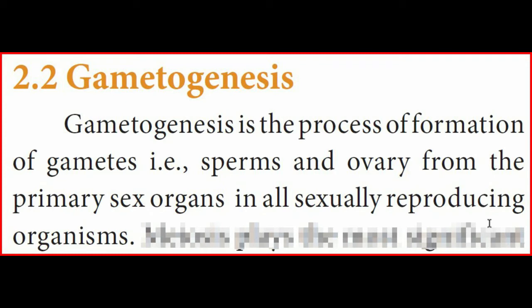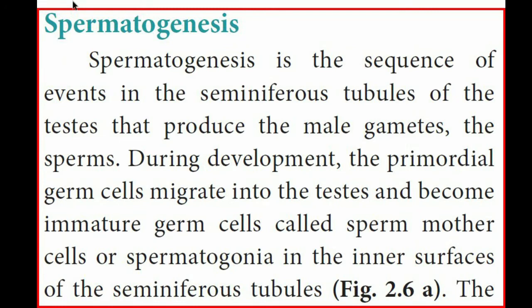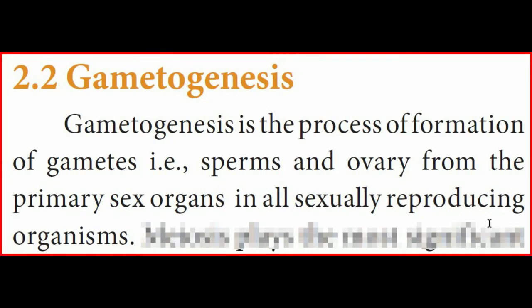First, spermatogenesis, then oogenesis. First, we see about spermatogenesis. Spermatogenesis means the formation of sperm. What is oogenesis? The formation of ovum is called oogenesis. Both spermatogenesis and oogenesis together are called gametogenesis. Clear, children?